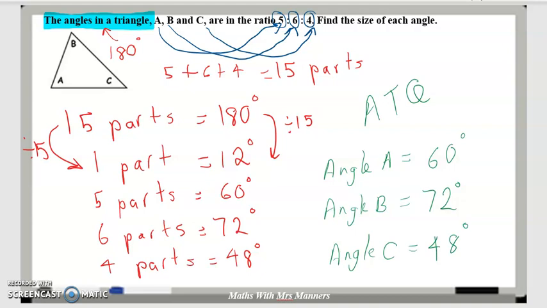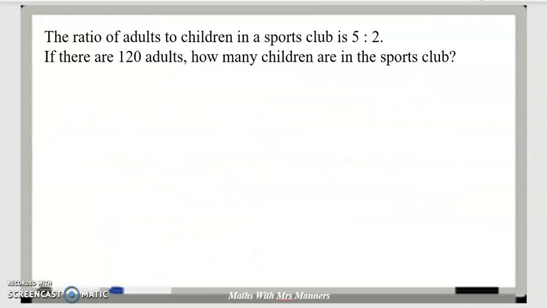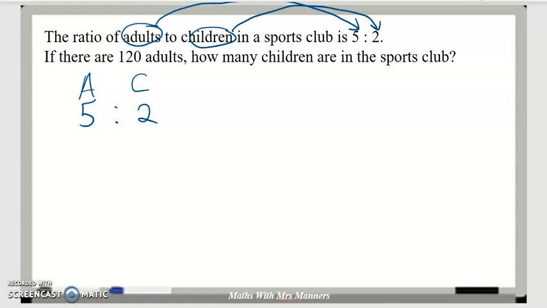All right, last question on the unitary method. The ratio of adults to children in a sports club is 5:2. So once again, we've got another ratio, and this time I've been told that we've got the ratio of adults to children. So the order matters. If adults is mentioned first, then adults is the 5 parts and children is the 2 parts. So here we can see clearly there are more than double the number of adults compared to the children in the club. That's why ratios are useful. They allow you to compare quantities.